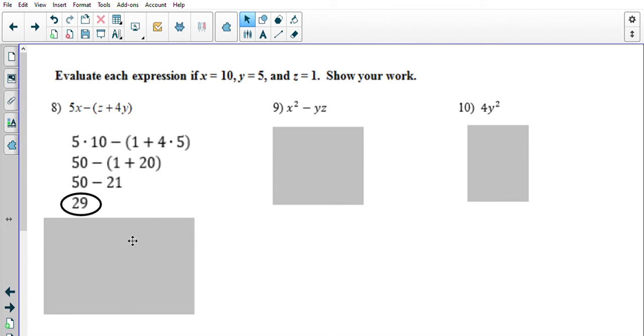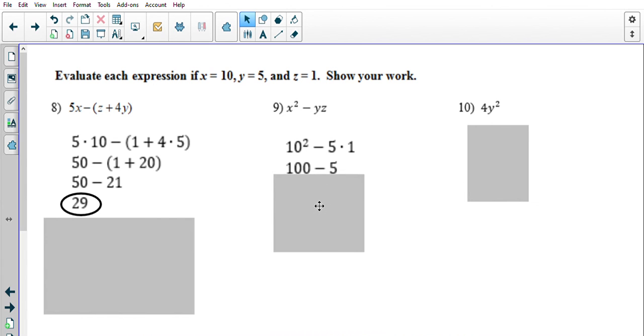Number 9, x squared minus yz is going to be 10 squared minus 5 times 1. 10 to the second power is 100. That's 10 times 10. I also did 5 times 1 in the same step. Again, it's okay to combine some steps. That's going to get us 5. And of course, 100 minus 5 is 95.